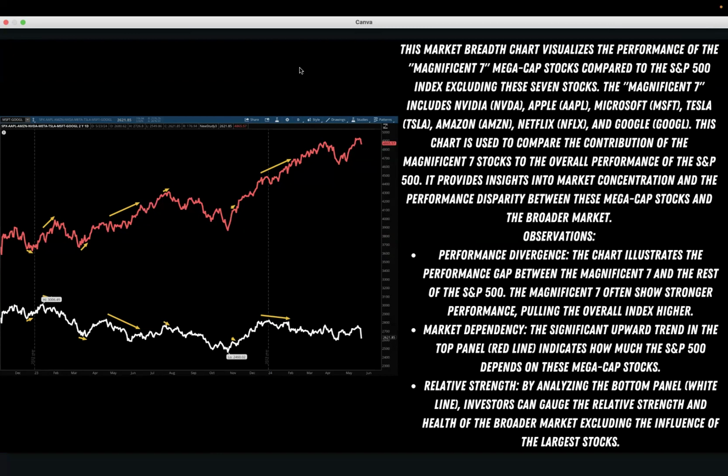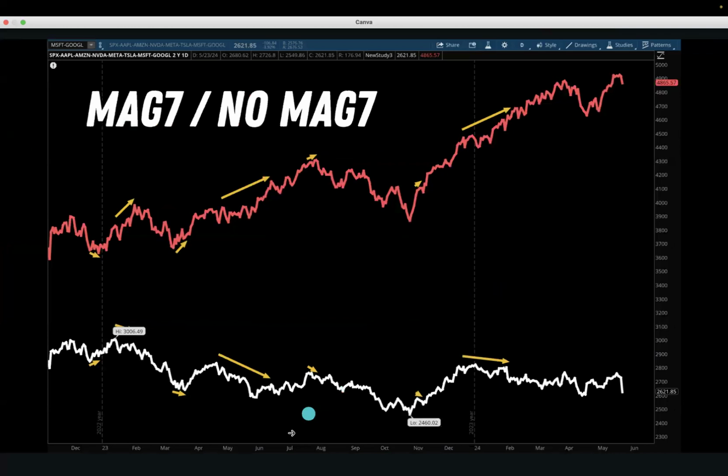All right, and it also basically visualizes the market dependency with the significant upward trend line in the top panel, red line indicating how much the S&P 500 depends on these mega cap stocks. And you can also look at relative strength here by analyzing the white line. Investors can gauge the relative strength and health of the broader market, excluding the influence of the largest stocks. So with that being said, let's go back over here and let's look at what I think are some notable things and how you can use this chart to really understand market breadth.